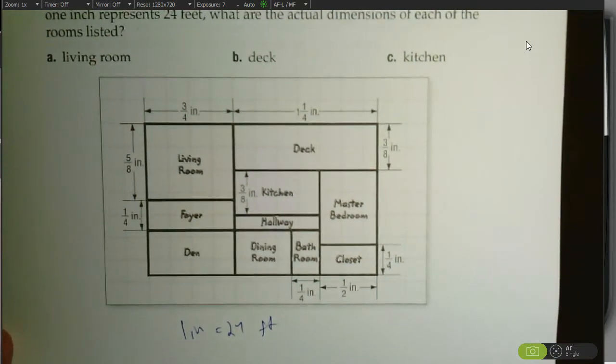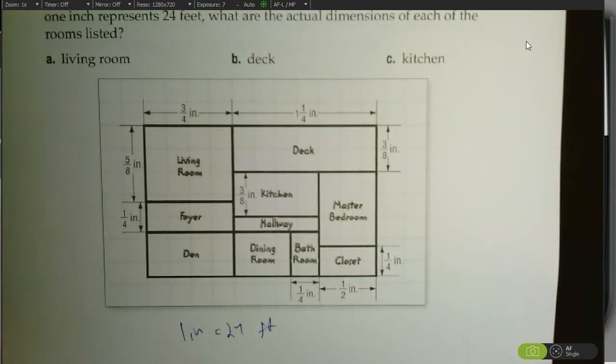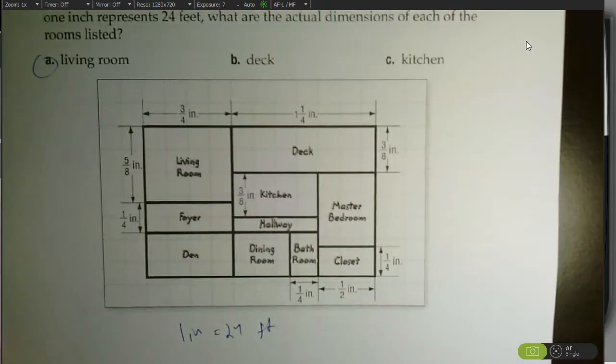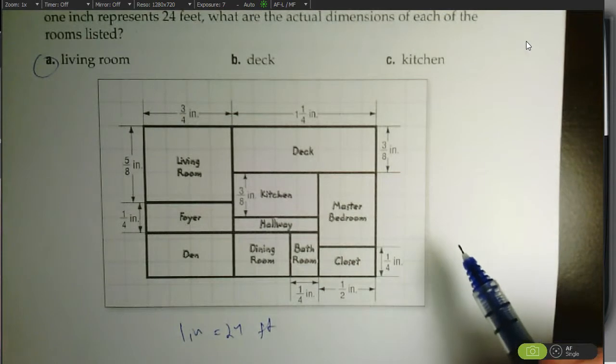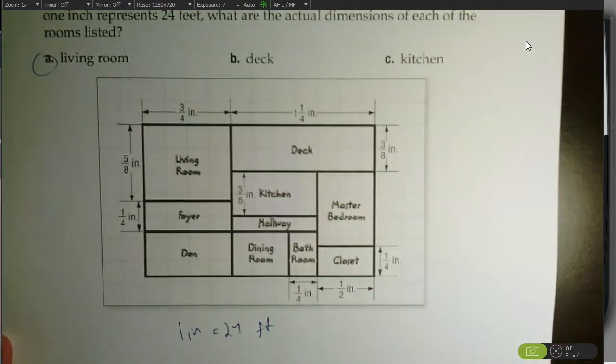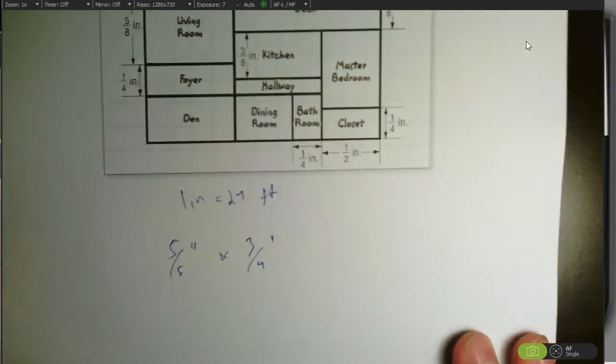The question is, what are the actual dimensions of each of the rooms listed? So let's just do the living room, part A, because you're going to do the same thing for B and C. The living room is 5/8 inches by 3/4 inches. So what we have to do is figure out what those dimensions are in real life.